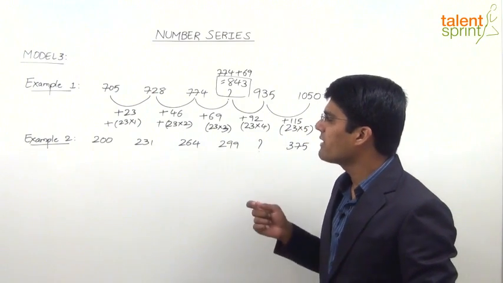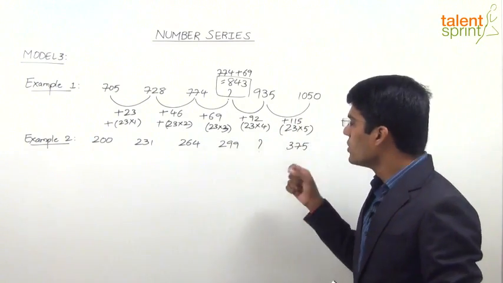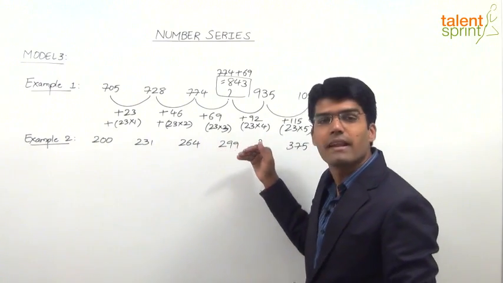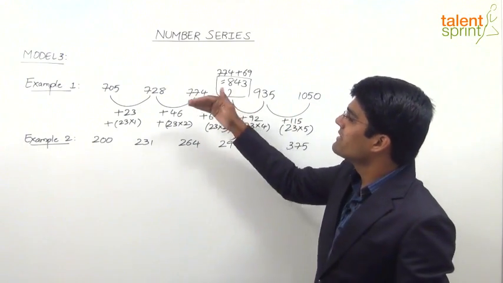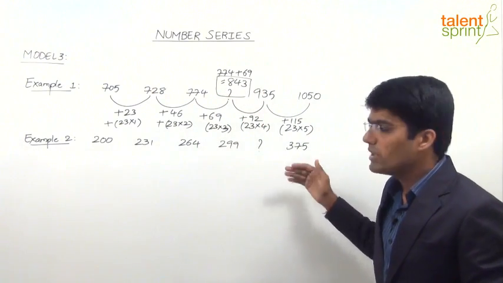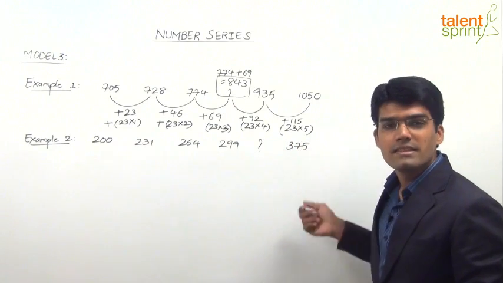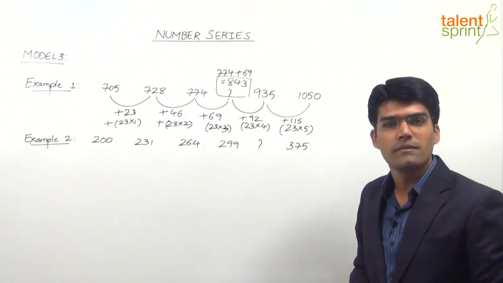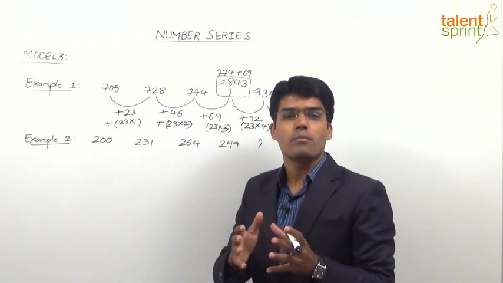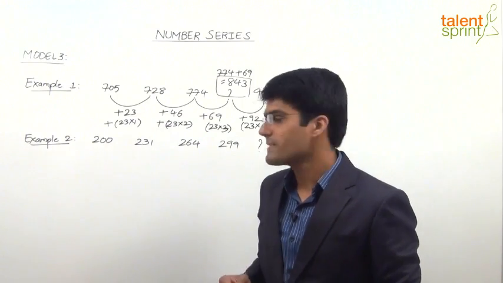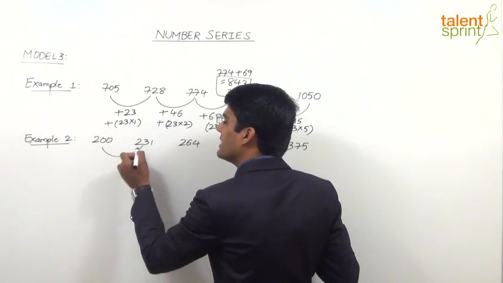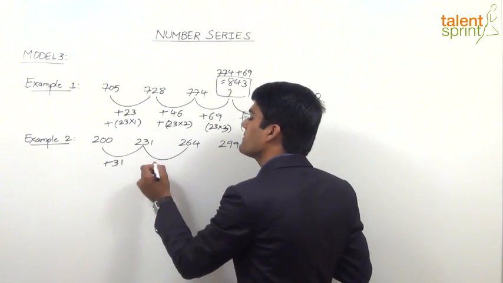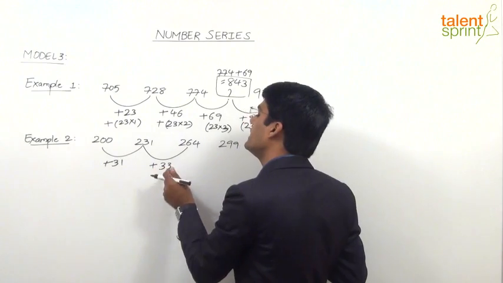The question here is 200, 231, 264, 299, question mark, 375. Again, we see that the series is gradually increasing. Like in the previous case, the series was again gradually increasing. So here also the series is increasing gradually. There is no jump in the numbers. So let's go ahead with the differences between these numbers and see if we can get a possible rhythm between these differences. 200 plus 31 will give us 231. Then 231 plus what gives 264? 231 plus 33 will be 264.